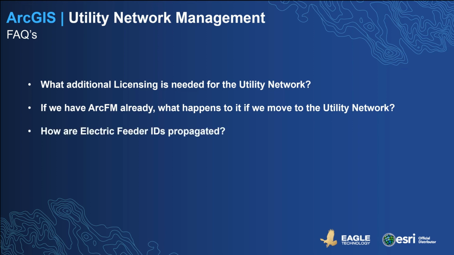How are electric feeder IDs propagated? Feeder IDs are created at the subnetwork level, so a device acting as a subnetwork controller or source is given a unique name like a feeder ID. All of your assets that are physically and logically connected to that same subpart of the network then inherit the subnetwork name. Similarly, in a water or gas network, this might be like an isolation zone that's controlled by multiple isolation valves that share the same subnetwork name.